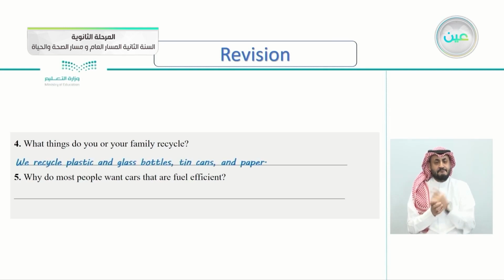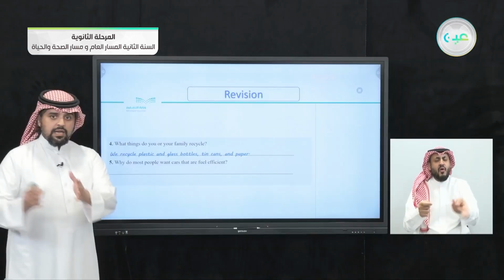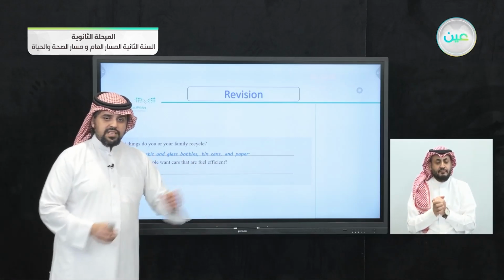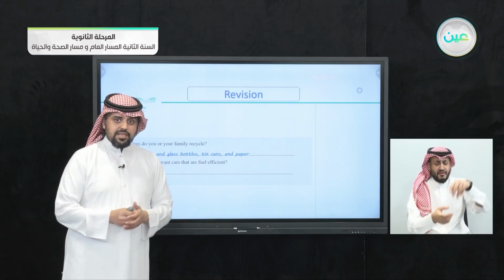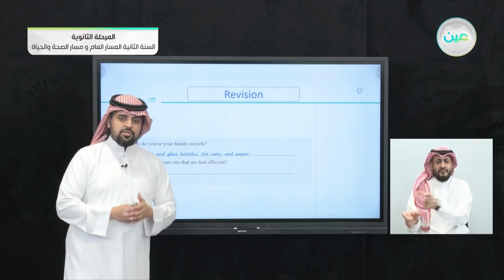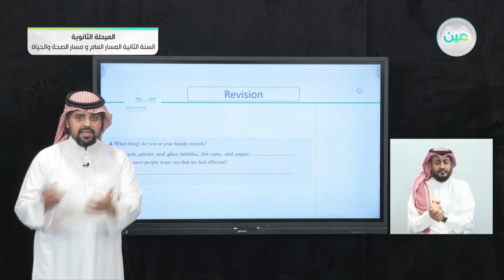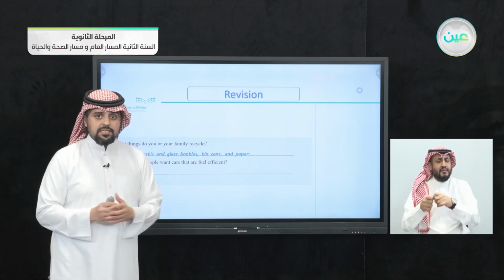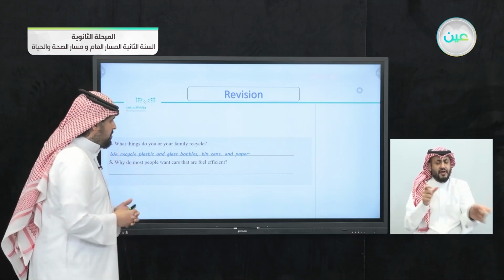Let's check the answer here. We recycle plastic and glass bottles, tin cans and paper. So of course, you can see some recycle bins, whether there are plastic bins or paper or glass bins. So different materials, you put the correct material in the correct bin. So if you want to recycle plastic, paper or glass, there are these bins specified for this kind of thing.